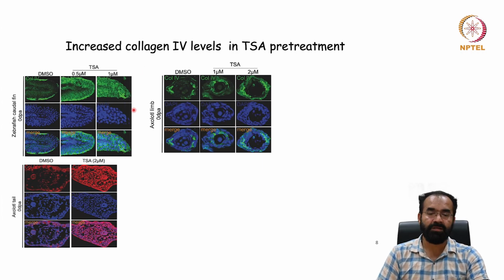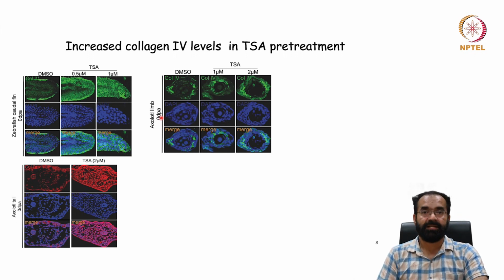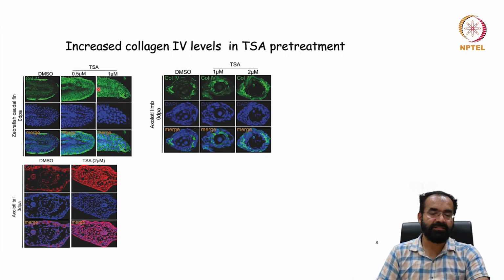The same thing is confirmed at the immunofluorescence level, not just Western. Zebrafish caudal fin 0 dpa, axolotl tail 0 dpa and axolotl limb 0 dpa, but they have all received TSA pre-treatment. You can see the green color, collagen 4 expression, is very strong at 0.5 micromolar and 1 micromolar of TSA, the levels are high, and this is showing the DAPI, which is the nuclear stain, and this is the merge.